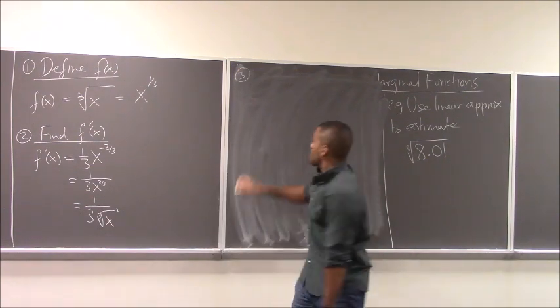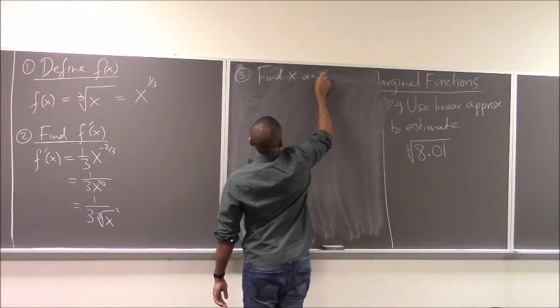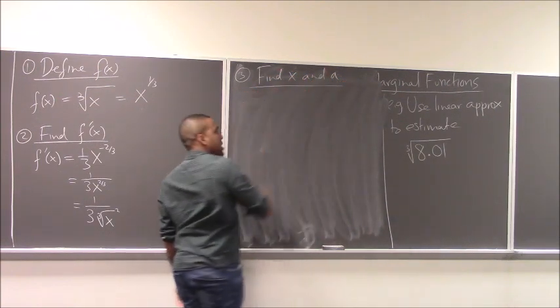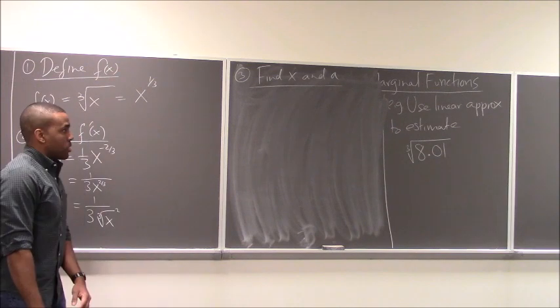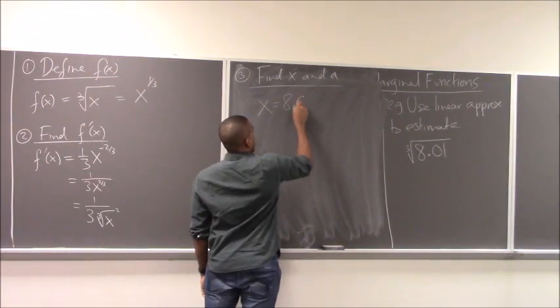Find x. Well, finding x isn't going to be tough. It's going to be the guy you want to approximate. So here I would set x equals 8.01.